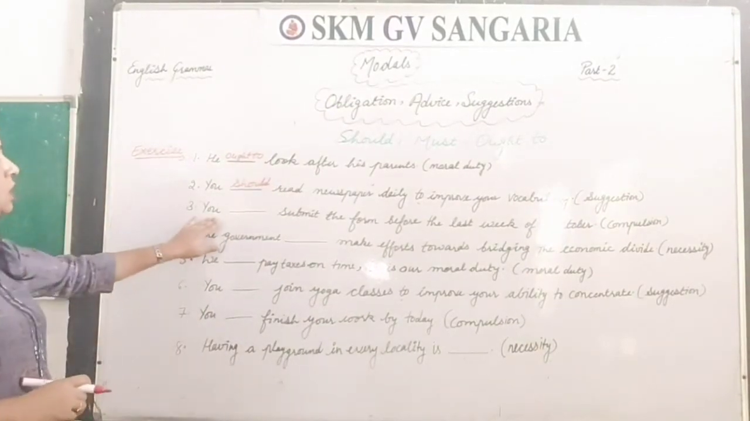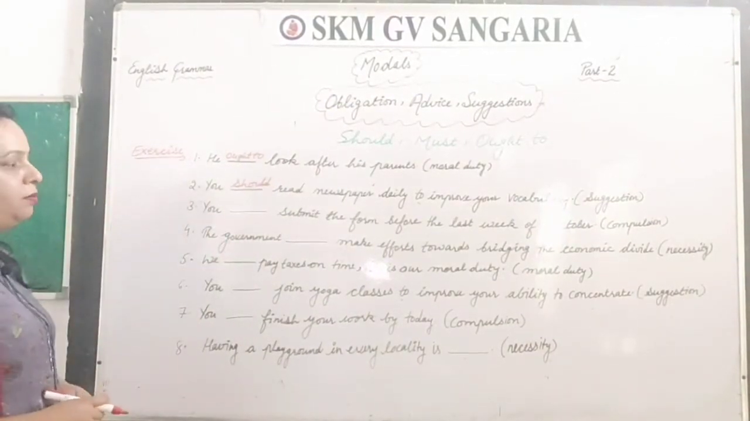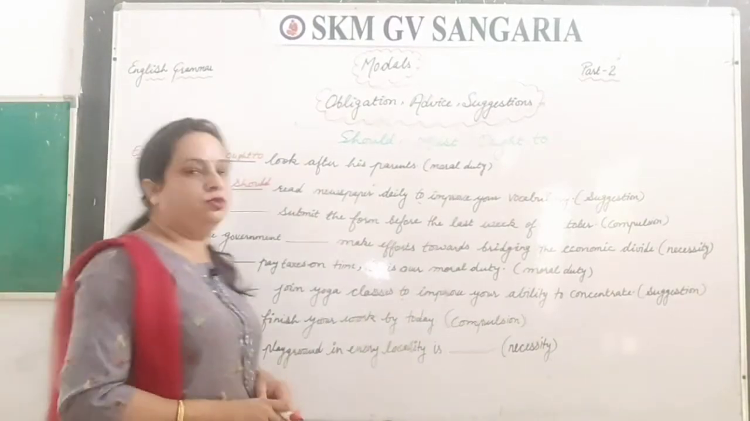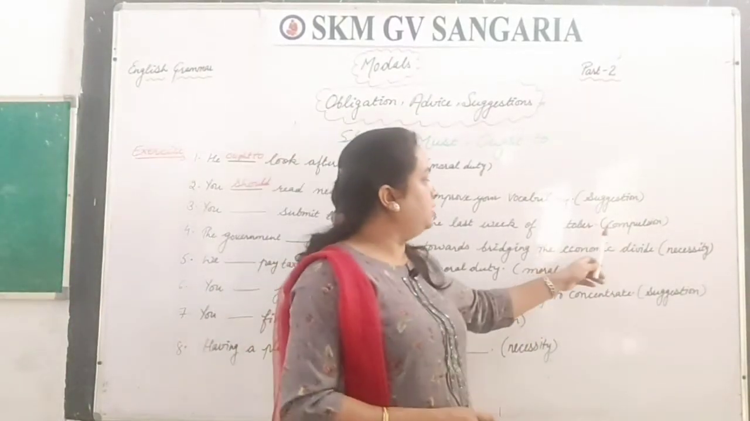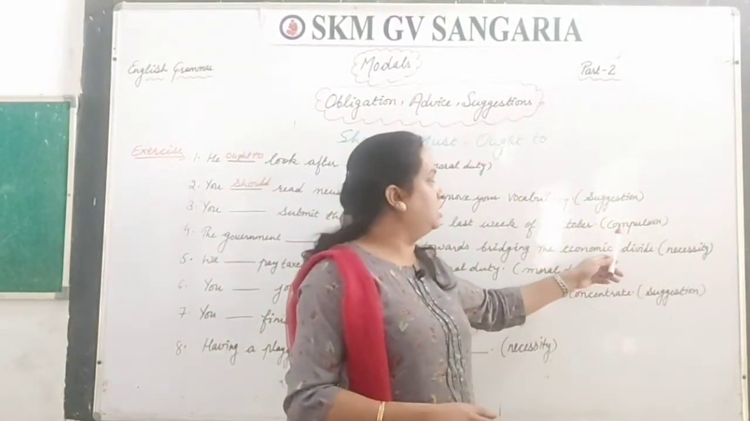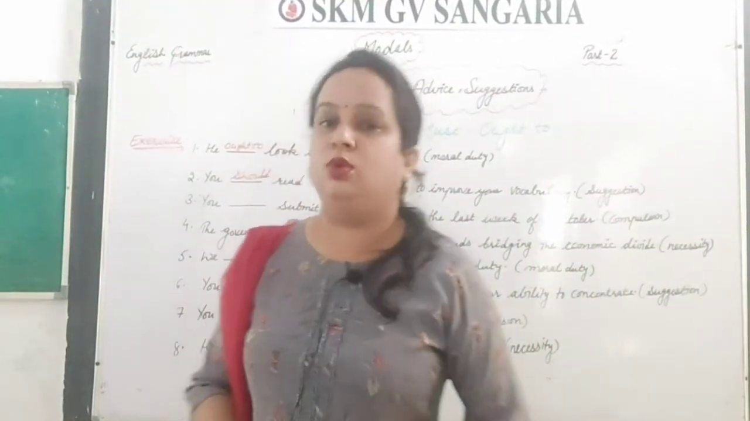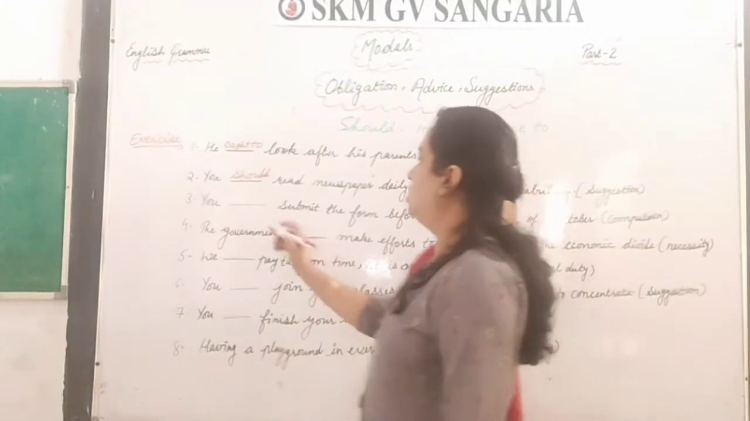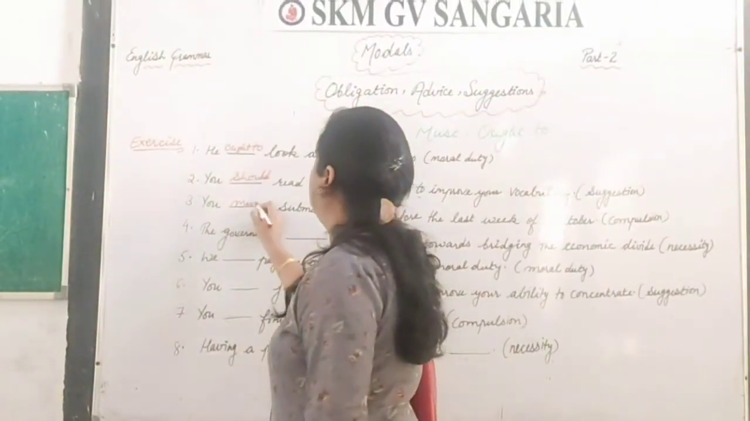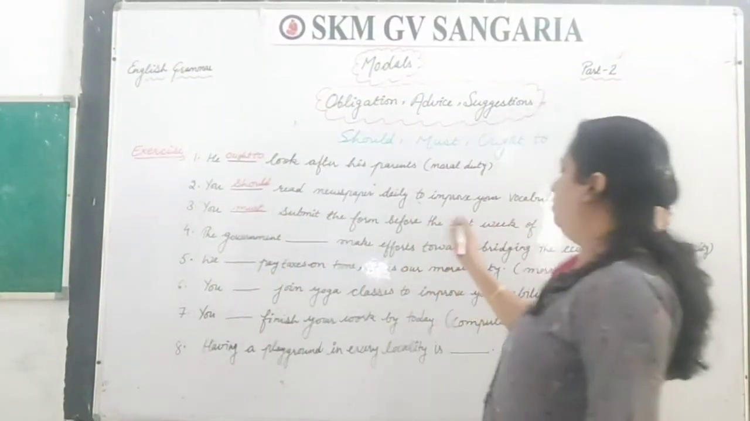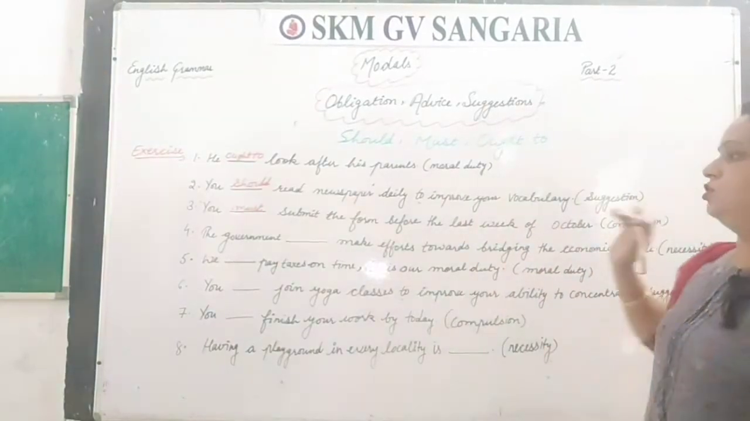Next one is: you dash submit the form before the last week of October. Here they have advised you to use this as a compulsion. So when there is a compulsion, what do you have to use? There you have to use must. So you must submit the form before the last week of October.